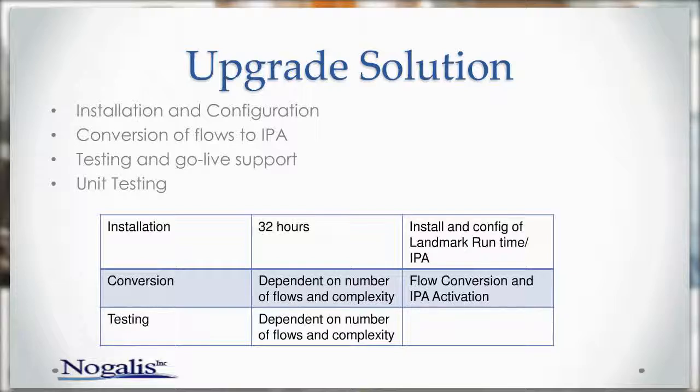Everybody wants to know how long the upgrade takes and what is involved. Again, there's the installation and configuration of the Landmark and IPA product. Then you have to convert all your flows to IPA, and then testing and go-live support, and unit testing, which is basically part of testing. For installation of the IPA product, I would say plan on about 32 hours, including configuring Landmark runtime and IPA.